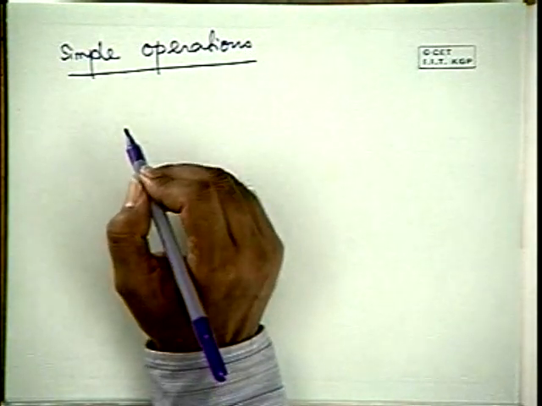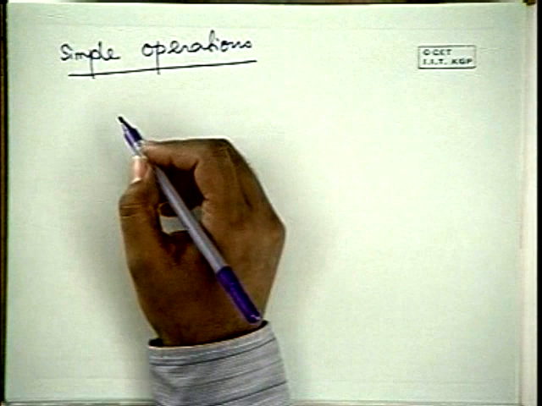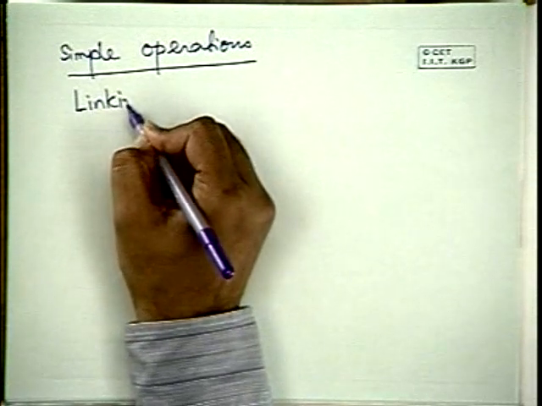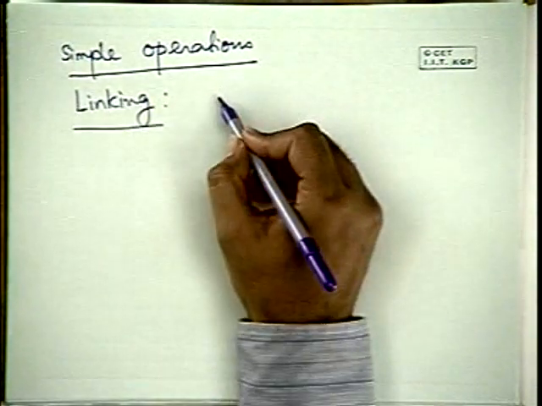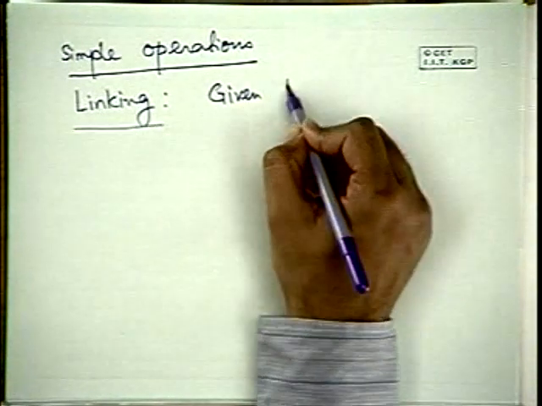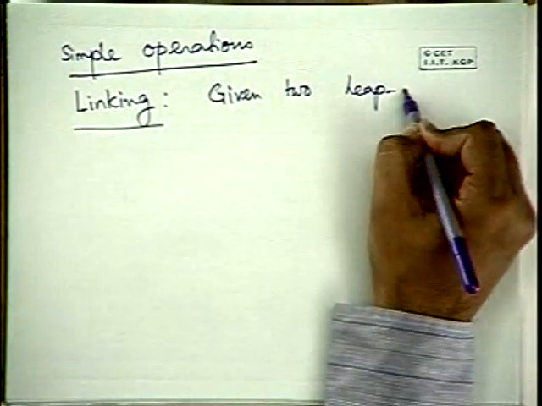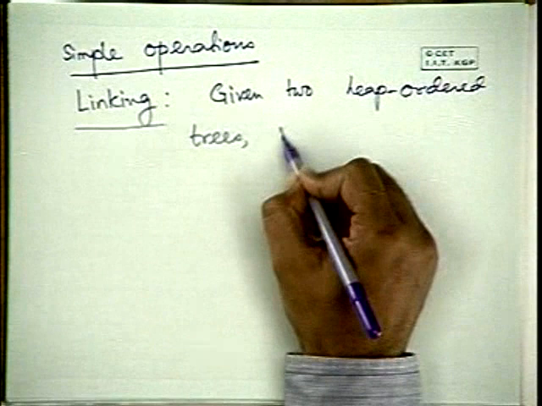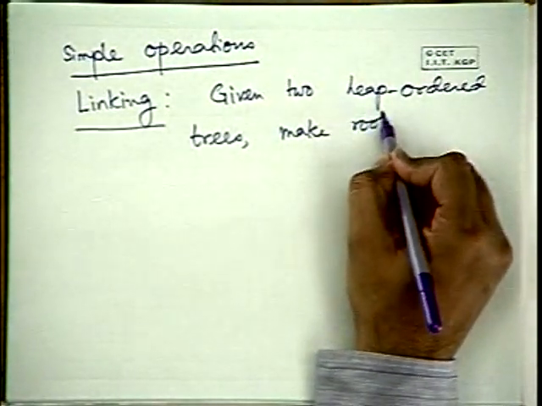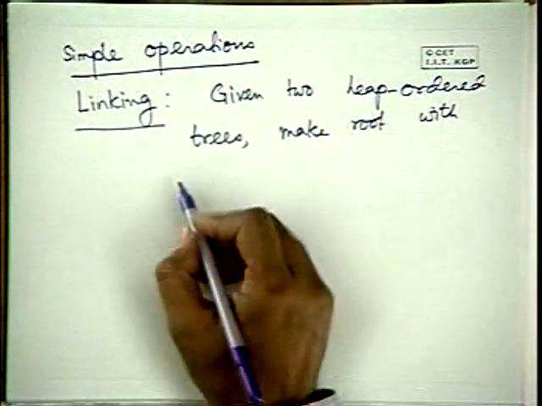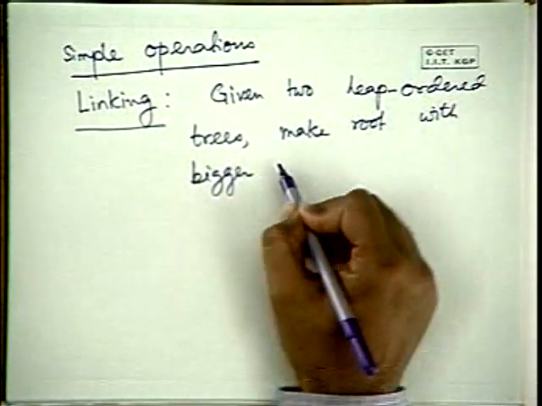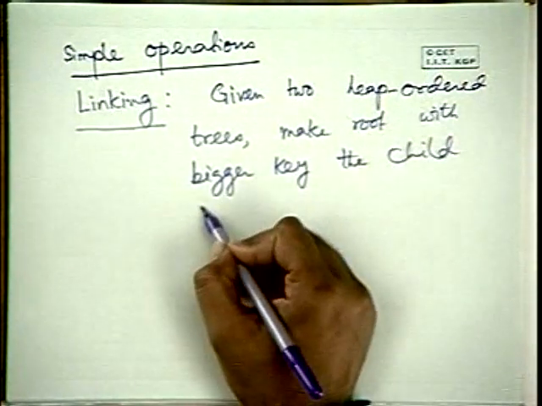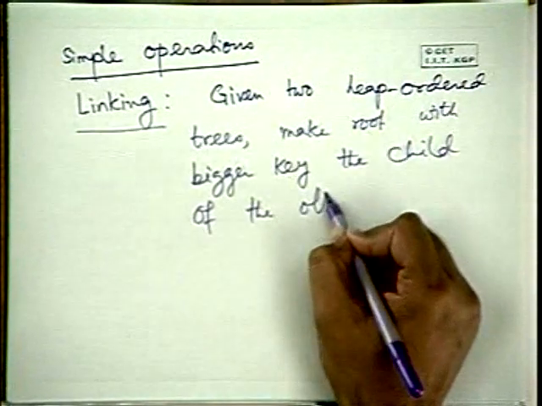One thing we will be using in those operations is a sub operation which is called linking. So what do we mean by linking? Given 2 heap ordered trees, make the root with the bigger key the child of the other root.